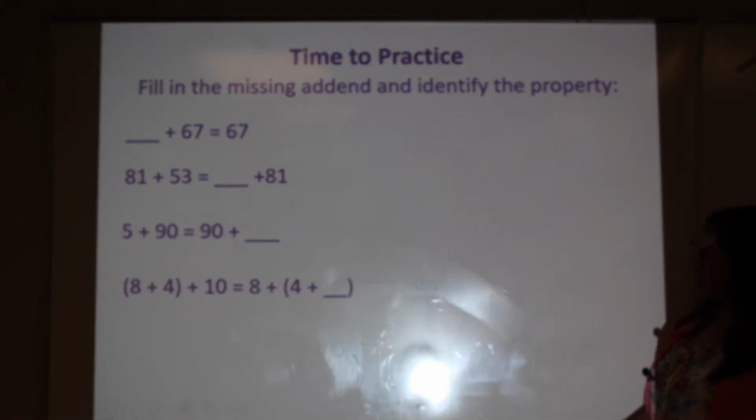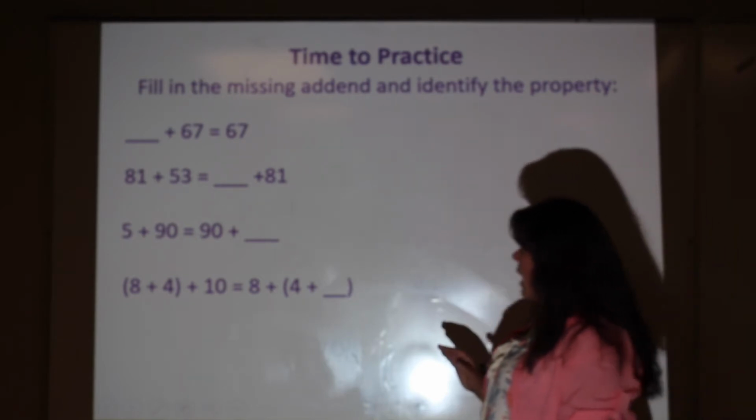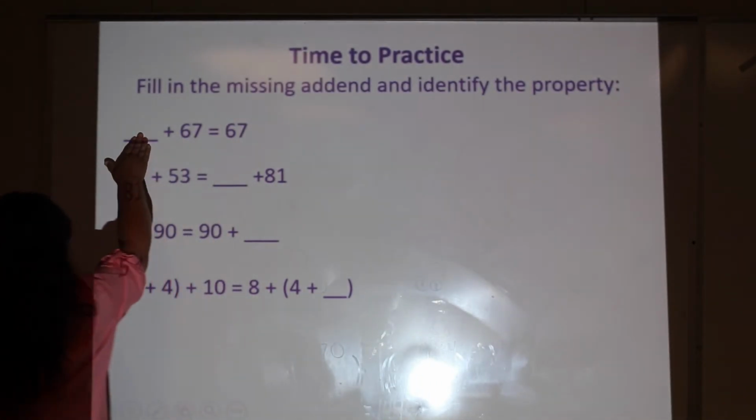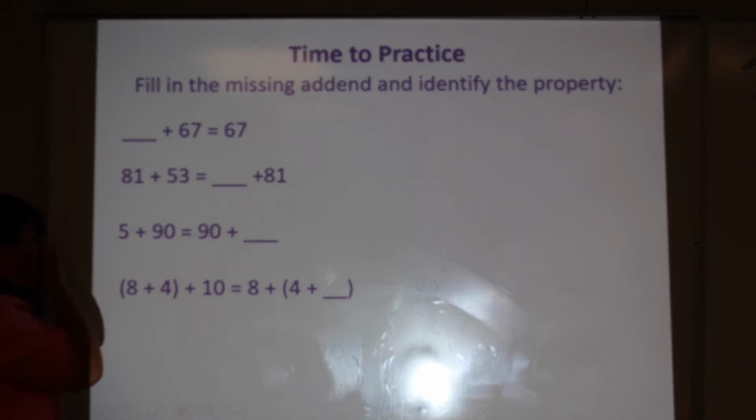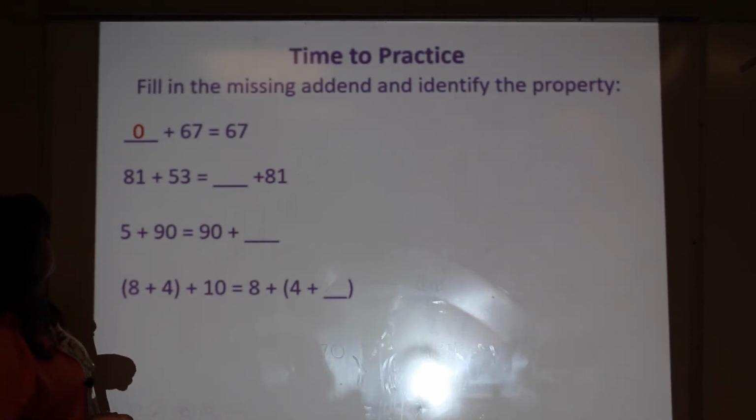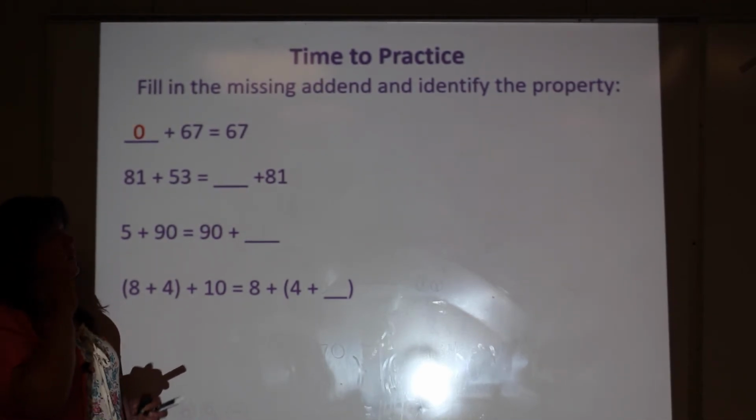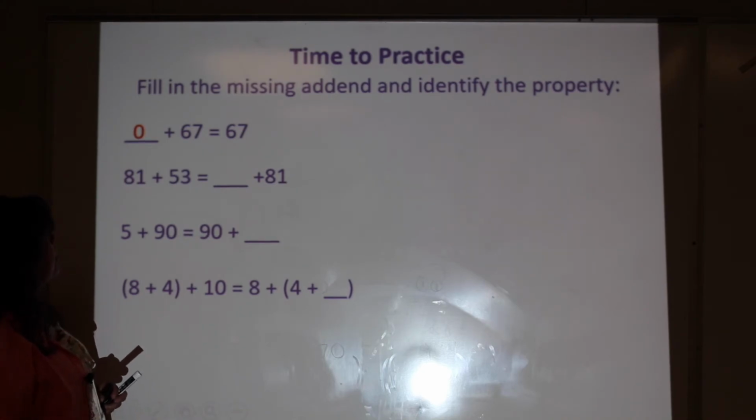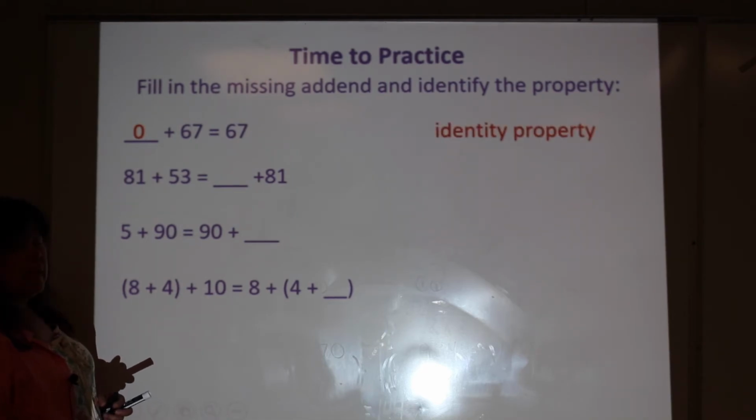And now we can add those. So, time to practice for you guys. We're going to fill in the missing addend and identify what the property is. So what could I add over here plus 67 and still get 67? 0. Yeah, I'm still going to have that. What is that property called when I have 0 plus 67? Identity property. Good job.